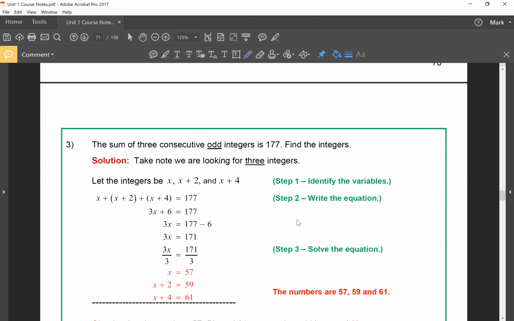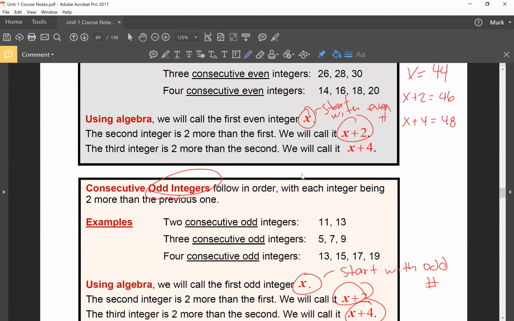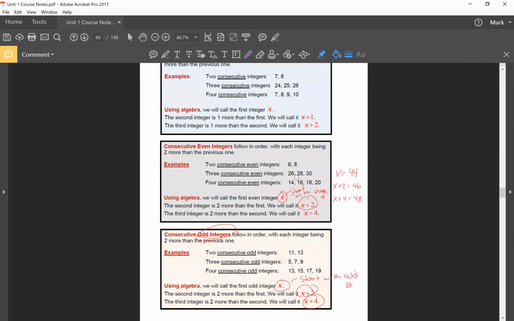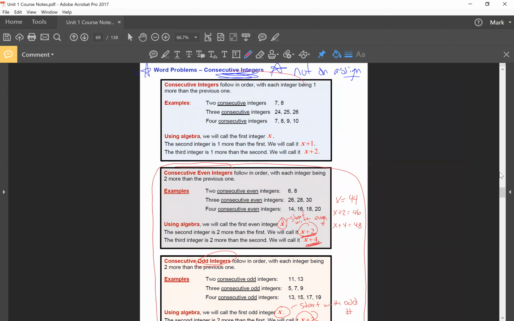What if they were odd integers? Well, the sum of 3 consecutive odd integers, you do the same thing, except instead of x plus 1, we're going to add 2 each time. So if you ever see, and let me just scroll up for a second, if you ever see even or odd, make sure you use x plus 2 and x plus 4 for the integers, the second and third. If you don't see the word even or odd, we just go x plus 1, x plus 2.